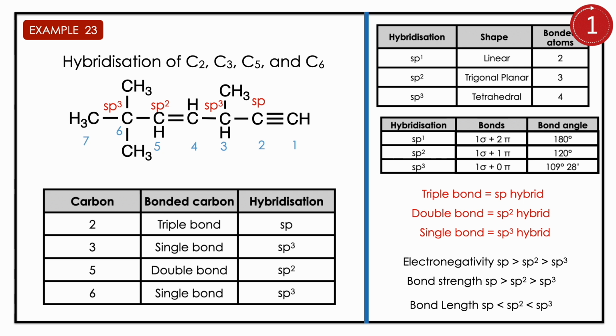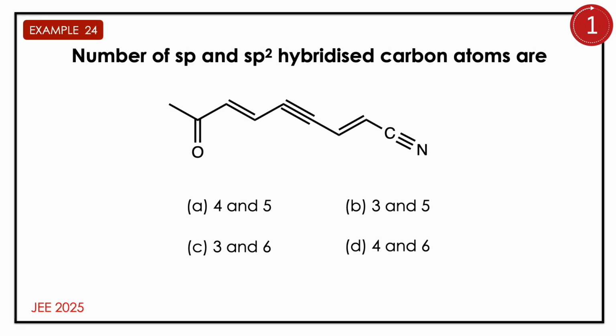It is a basic question. If you know the bond, you know the hybridization. Then the final example, number of sp and sp2 hybridized carbons in the following compound. The compound is a linear chain compound with double bond, triple bond, cyanide and carbonyl. The choices are 4 and 5, 3 and 5, 3 and 6, 4 and 6.